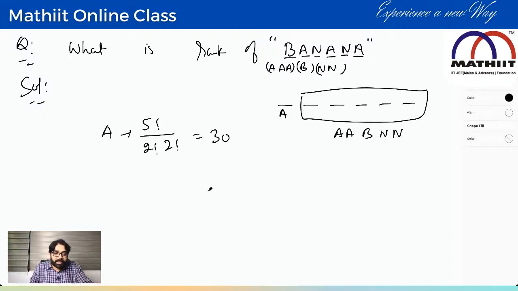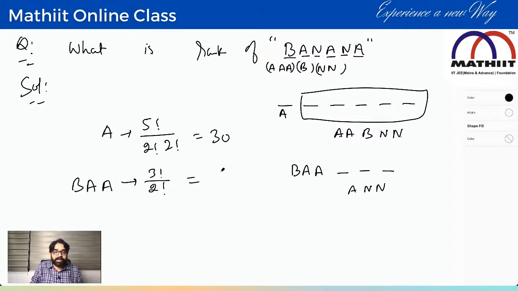Now, start with the B, but B is our requirement. So after this, what will come? BA. This also I will not count because it is my requirement. Next, BA, again A, that is not my requirement. So I will count BAA. Now 3 more places. BAA gone, so what is left? A and N left. So that will be 3 factorial by 2 factorial, that is 3.